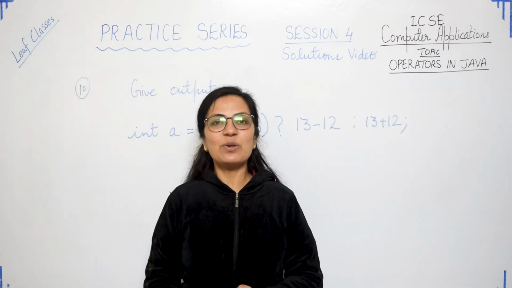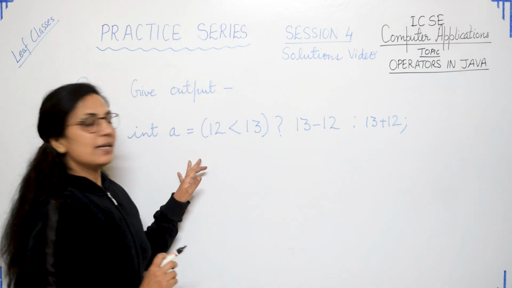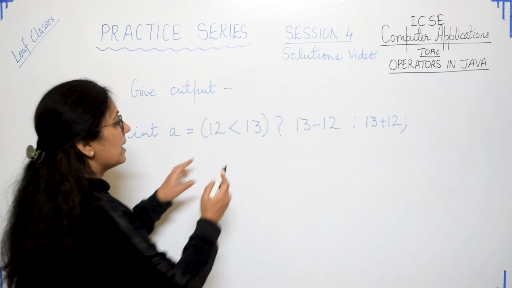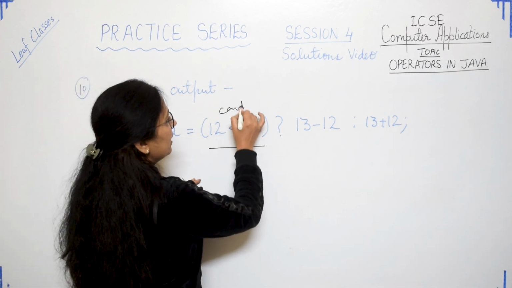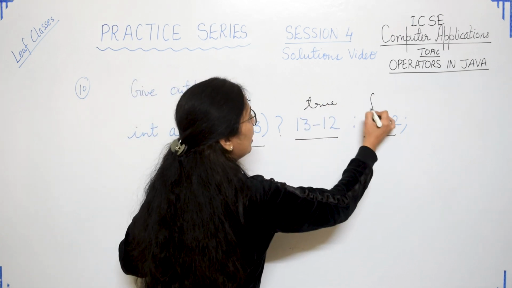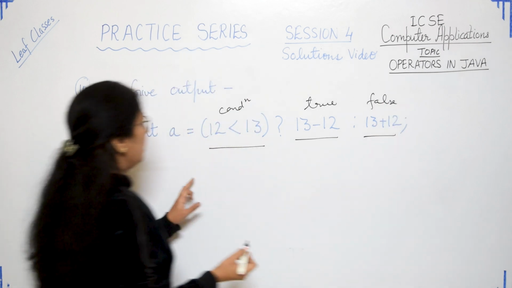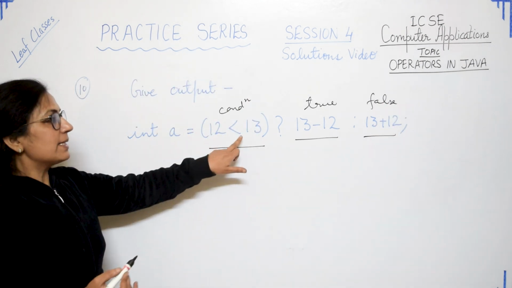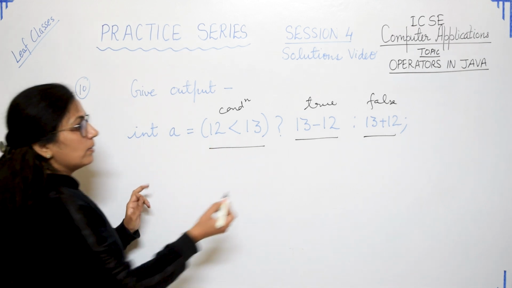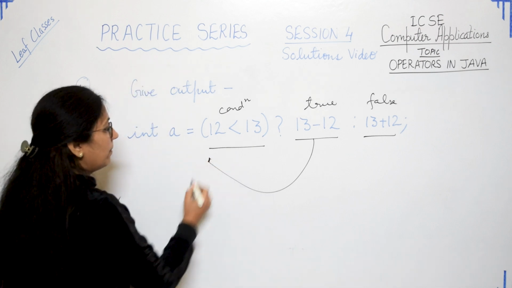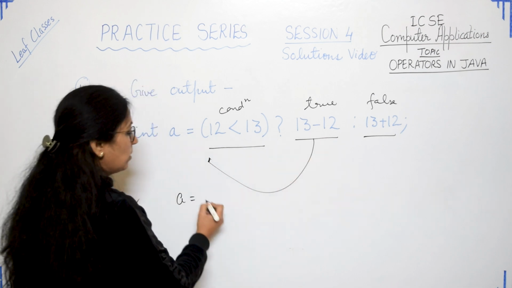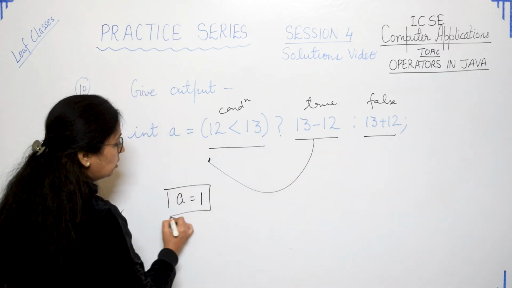Question number 10 is to give the output, and the statement given here uses the ternary operator. Int a equals, this is the condition. Here we write the condition, and if this condition is true, this value will be assigned, and if the condition is false, this value will be assigned. So here 12 less than 13. Yes, the condition is true. 12 is less than 13. So this value will be assigned to variable a, and 13 minus 12 is 1. So the output will be a equals 1.